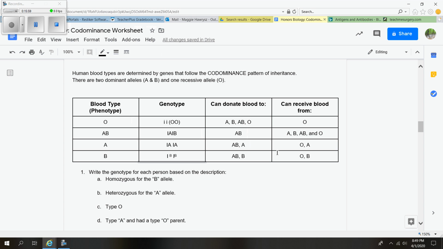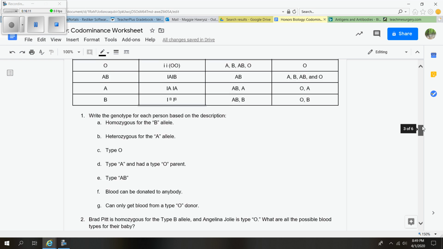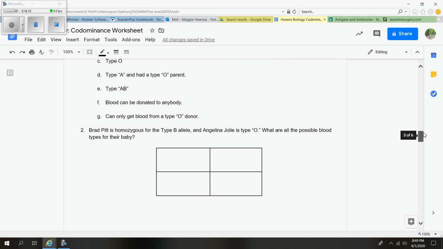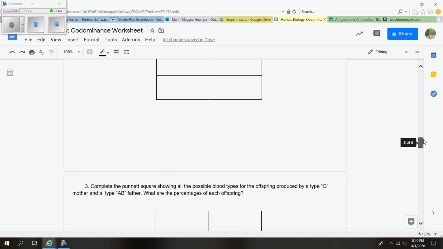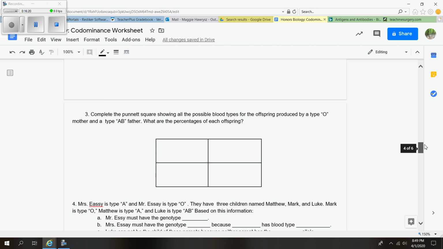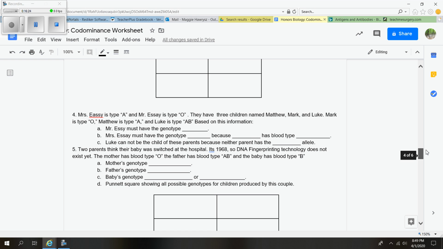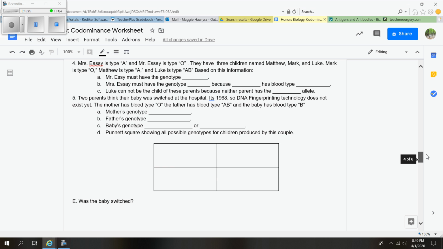Tonight, what I want you to do is finish the rest of this worksheet. I'm going to post the next two pages. You're going to answer some questions in relation to what we talked about yesterday. It's going to ask you about some paternity, whether the father is the father, and you're going to go through these problems and answer the questions as you see fit.